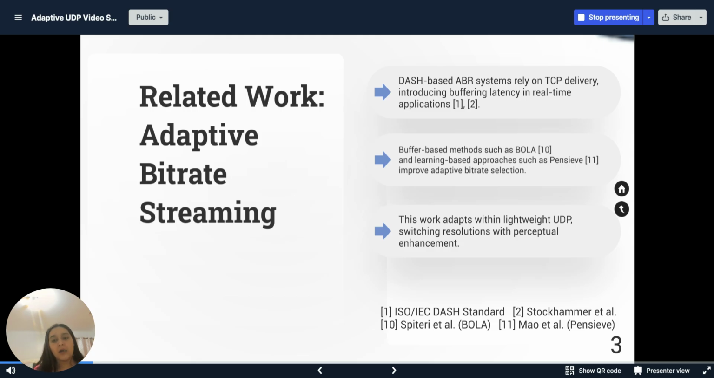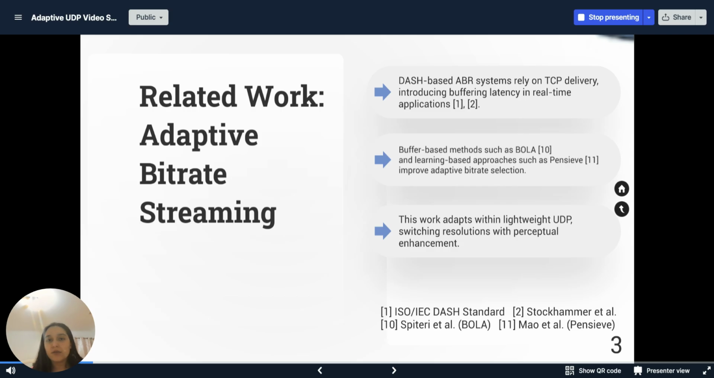So we saw that Spiteri et al., from the papers that we've read, used a buffer-based method such as BOLA, and we also explored Pensieve, which was discussed by Mao et al., which improves adaptive bitrate selection. So there's a lot of approaches that we can use to make sure that we're getting our frames while overcoming these challenges of the actual transmission. So what we tried to adapt from that, we adapted the buffer-based method.